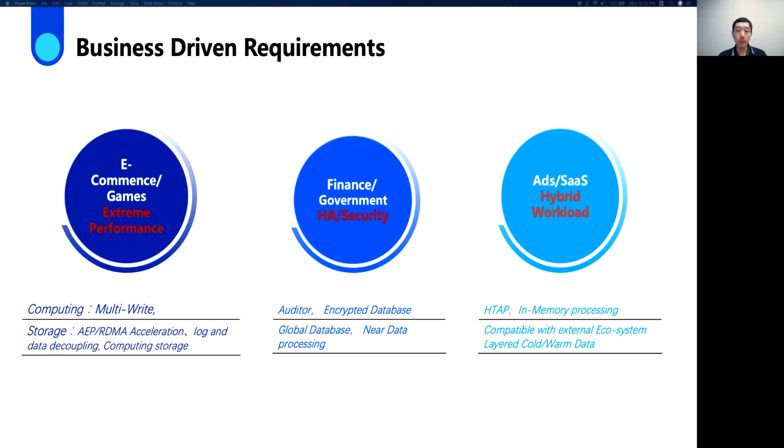In the IaaS and SaaS area, maybe it involves a lot of hybrid workload. In order to resolve that, maybe we have to do something like HTAP and in-memory processing. And maybe we have to adapt some external ecosystem to support different workloads, and we can also consider something like cold and warm data separation. So later on, I will roughly introduce some technologies we want to explore.